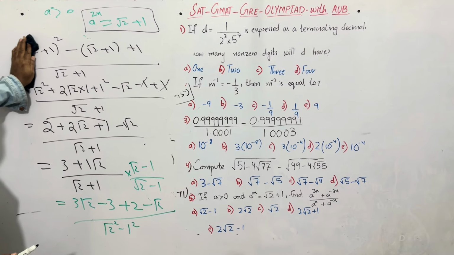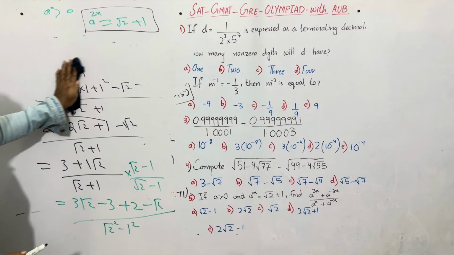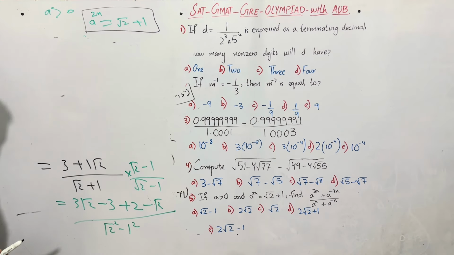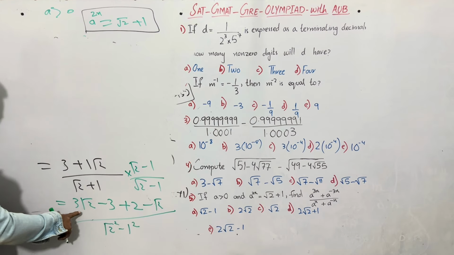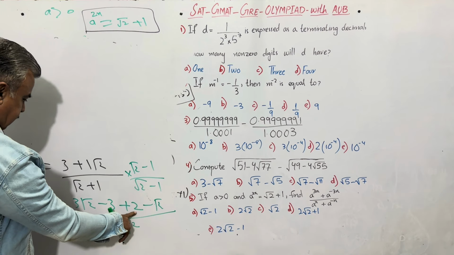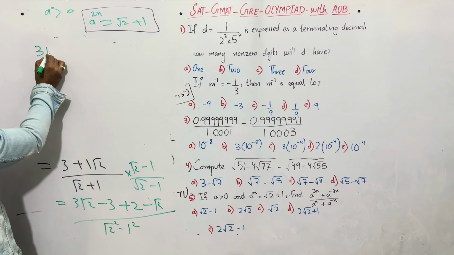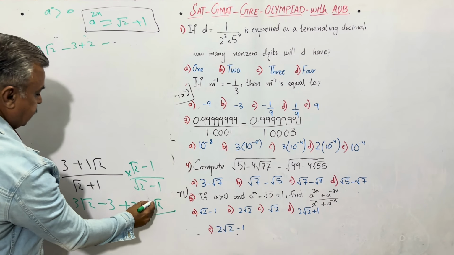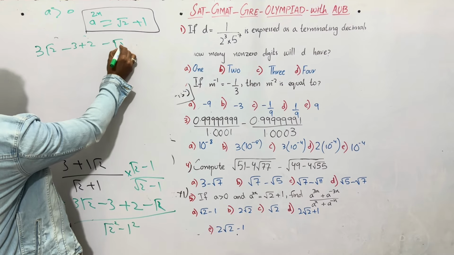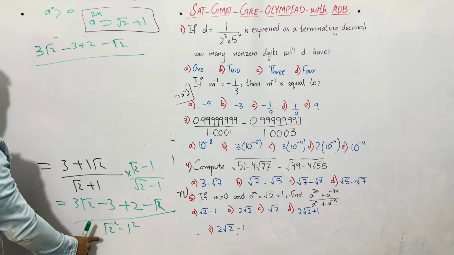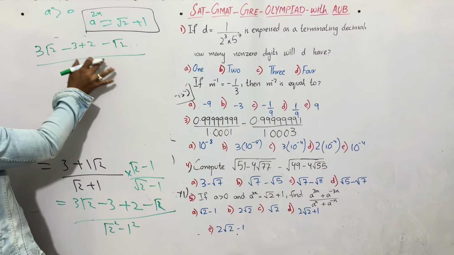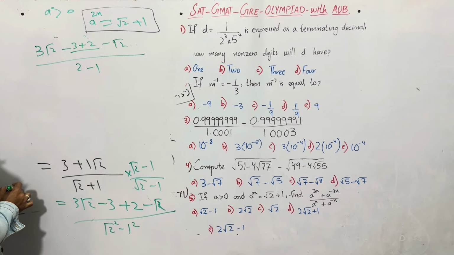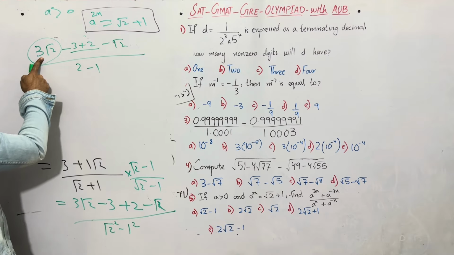Making again space for myself. Now eventually we are going to arrive at our required destiny, that is the answer of this question. We have minus 3 plus 1. Let me write this step again. 3 under root 2 minus 3 plus 2 minus under root 2, divided by under root 2 square, which means 2 minus 1. Denominator has 1, we have got rid of this. Minus 3 plus 2, that's minus 1, and 3 under root 2 minus under root 2.